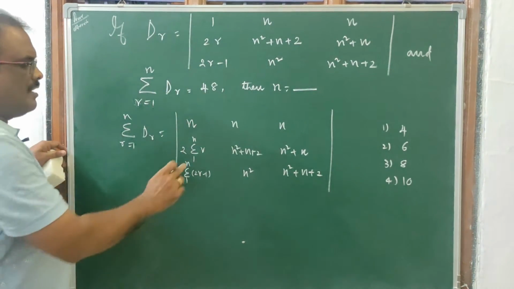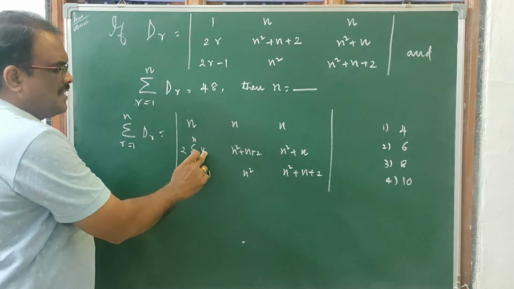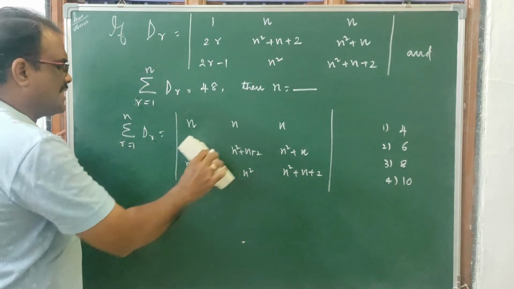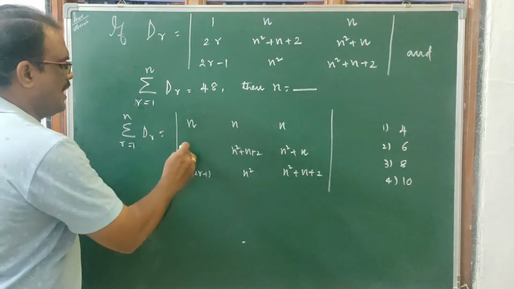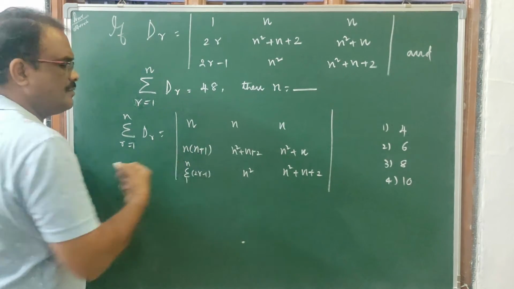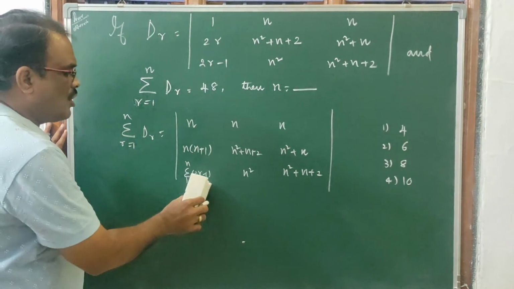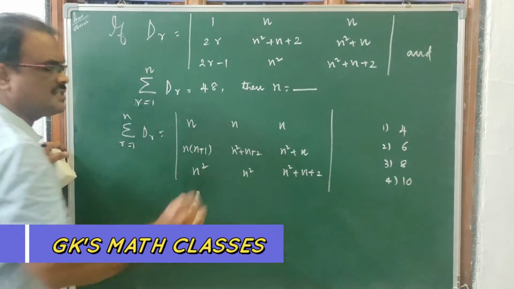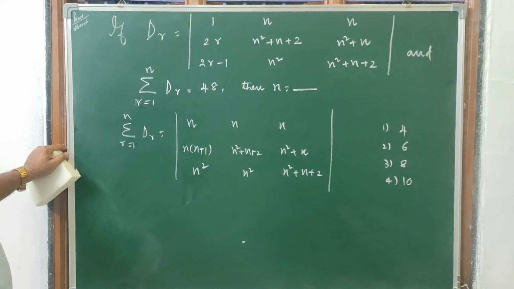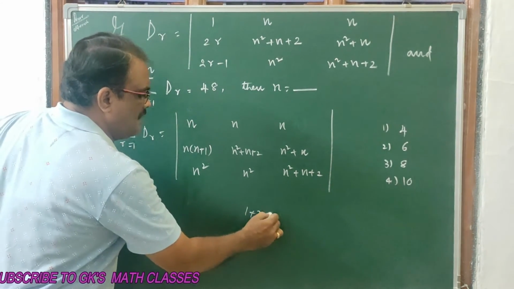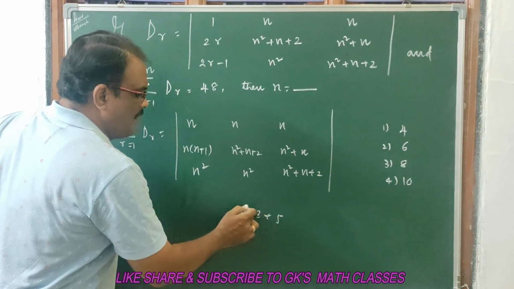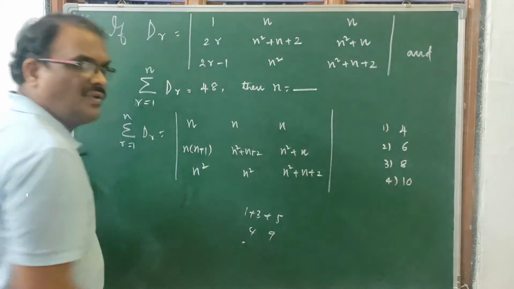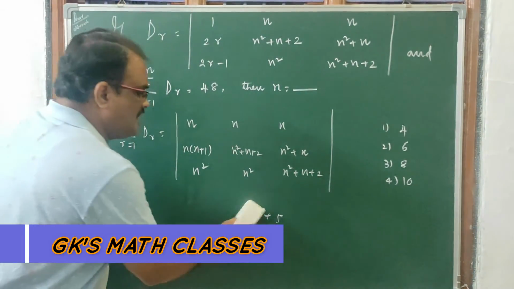Then 1 plus 2 plus 3 and so on plus n is n into n plus 1 by 2. The 2 gets cancelled, you get n into n plus 1. Third one, 2r minus 1: sum of odd numbers. The sum of n odd terms is n square. For your convenience, 1 plus 3 is 4, 1 plus 3 plus 5 is 9. That is 2 terms, 2 square; 3 terms, 3 square; 4 terms, 4 square. N terms, n square. That is the shortcut.